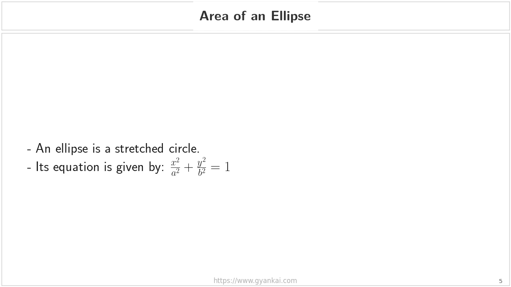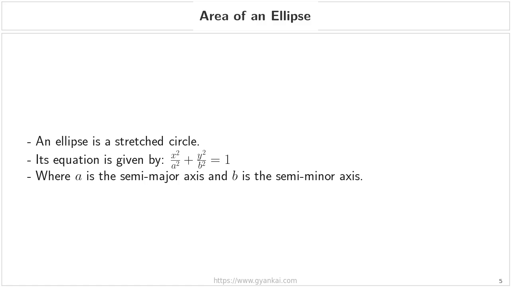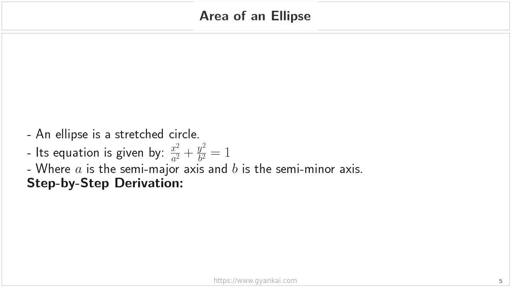Area of an ellipse. Now that we have successfully derived the area of a circle, let's move on to a slightly more complex shape, the ellipse. You can think of an ellipse simply as a circle that has been stretched out along one of its axes. The standard equation for an ellipse centered at the origin is x squared over a squared, plus y squared over b squared, equals 1. In this equation, a represents the semi-major axis, and b represents the semi-minor axis. To find its area, we will follow a similar step-by-step derivation as we did with the circle.